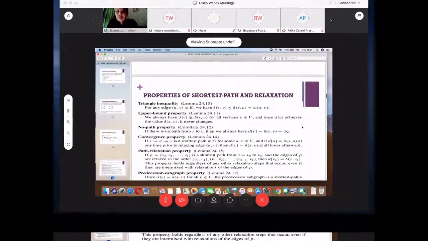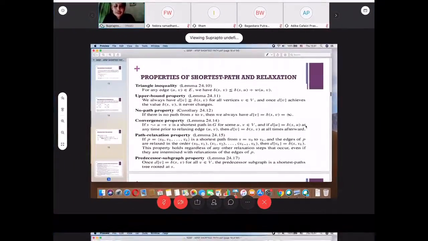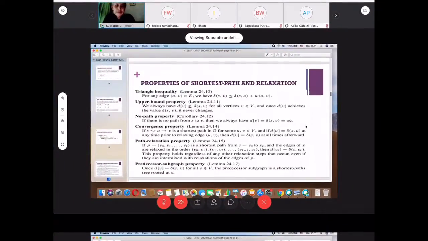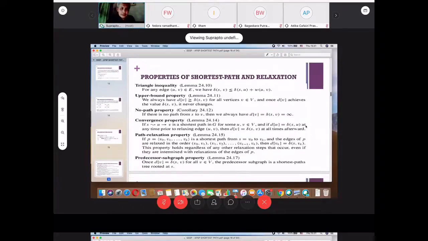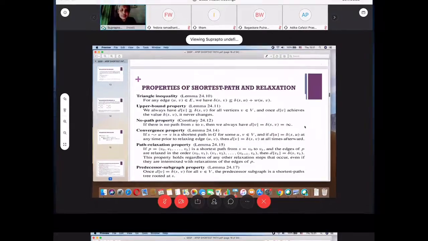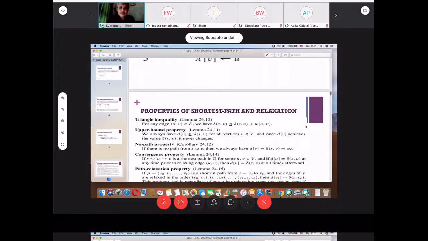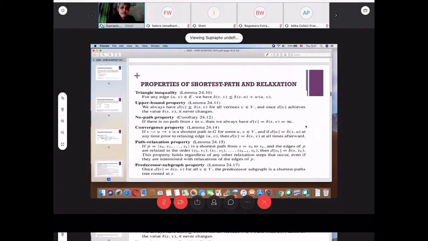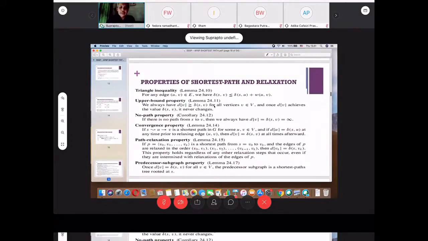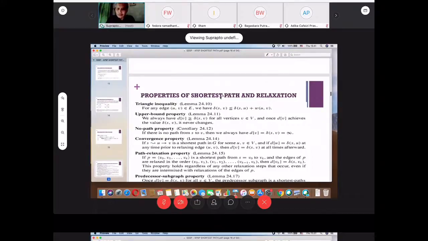Thank you. These are the properties. I think you can read them by yourself. There are several properties of shortest path and relaxation. And I think this is the notation. It's also obvious, right?